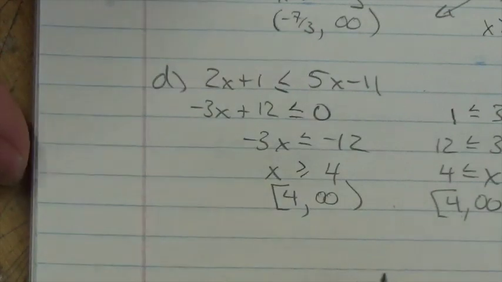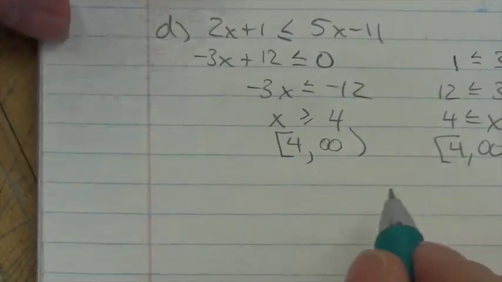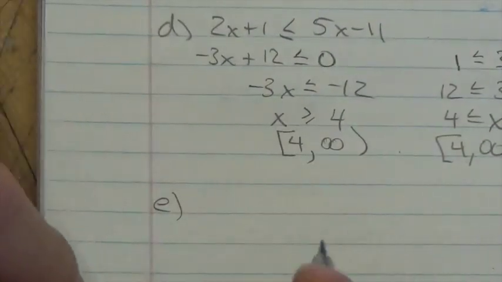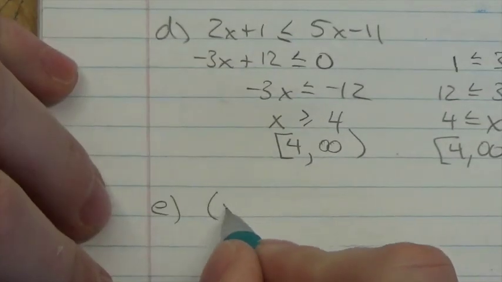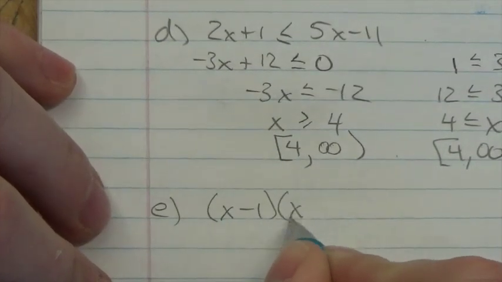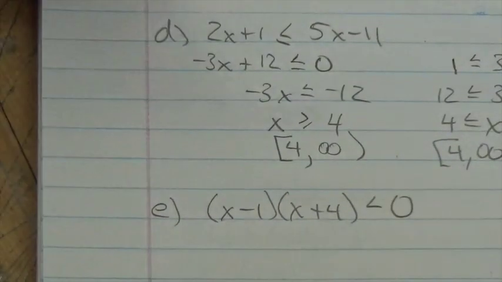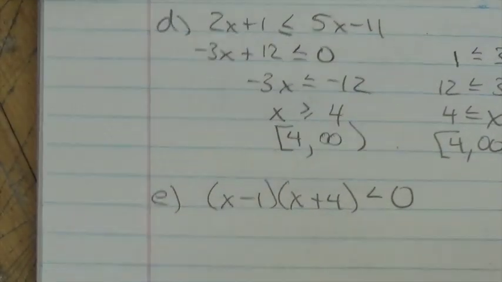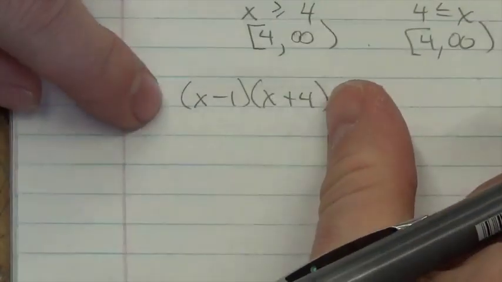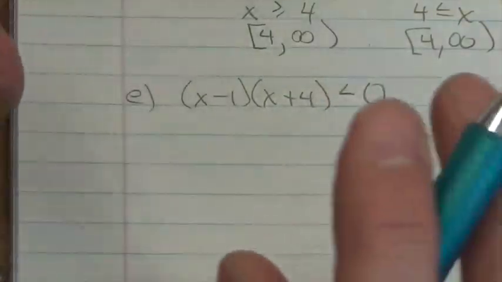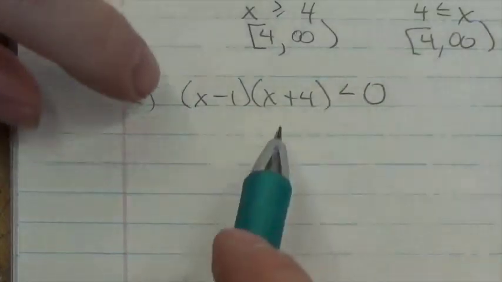Okay, let's take a look. What if we give you an expression that looks like this? And we're going to build our way towards a problem here. What if I've got x minus 1 multiplied by x plus 4, and I want to know where this is less than 0. Not less than or equal to, just less than 0. So I've got the product of two binomial factors here, less than 0. Here's how I would recommend you look at this.